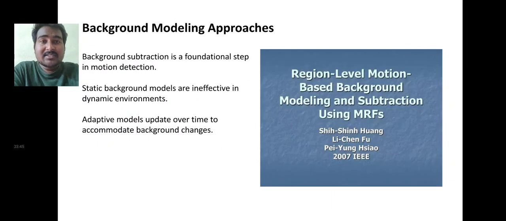Background modeling approaches. Background subtraction is a foundational step in motion detection. Static background models are ineffective in dynamic environments. Adaptive models update over time to accommodate background changes. Like at the regional level, motion based background modeling and subtraction using MRFs. It is information from the IEEE paper published in 2007 by Shih-Ming Huang, Li-Chen Fu, Pei-Yung Hsiao.